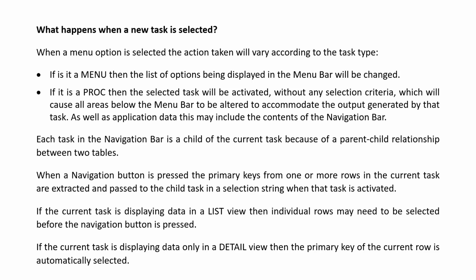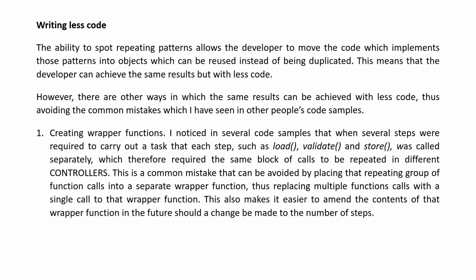Each task in the navigation bar is a child of the current task because of a parent-child relationship between two tables. When a navigation button is pressed, the primary keys from one or more rows in the current task are extracted and passed to the child task in a selection string when that task is activated. If the current task is displaying data in a list view, then individual rows may need to be selected before the navigation button is pressed. If the current task is displaying data only in a detail view, then the primary key of the current row is automatically selected.